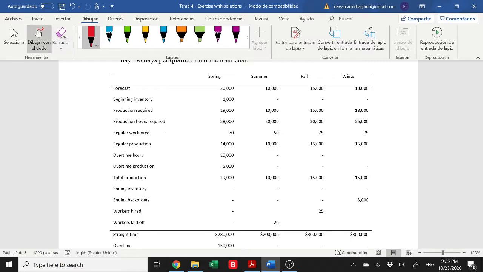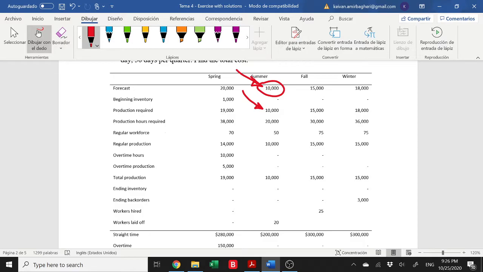So in our next quarter, as we see, the forecast of demand is 10,000 units. Because we don't have any ending inventory here, of course, we don't have any beginning, because the ending inventory of spring is equal to the beginning inventory of summer. We don't have any beginning inventory in summer. To this end, we need to produce 10,000 units of goods or products.